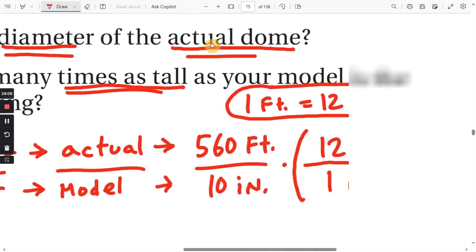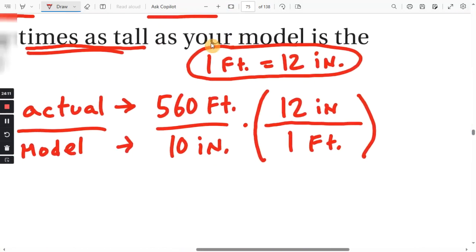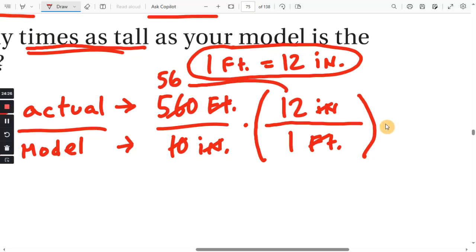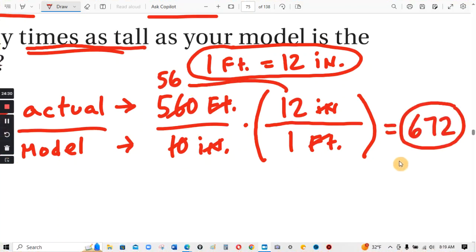All right, and now the units cancel. Inches divided by inches, and feet divided by feet, and 560 divided by 10 is just 56. All right, so the only thing left is 56 times 12. And I get 672. No units, because they just asked us how many times bigger it is.